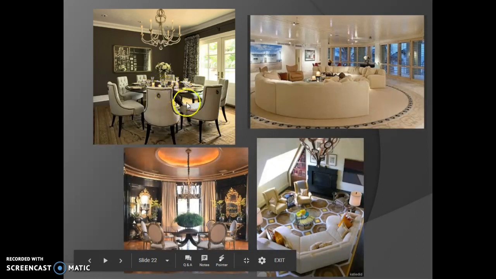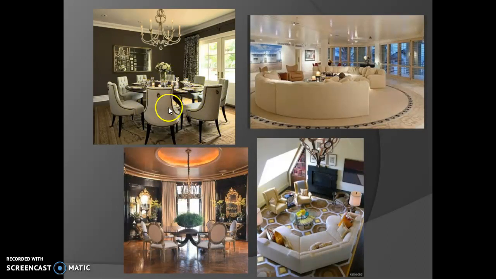Right here we have a table with chairs. A lot of times you'll see radial balance in a round table with chairs surrounding it. If we were to set this on a scale, it looks like it would not be leaning one way or the other.